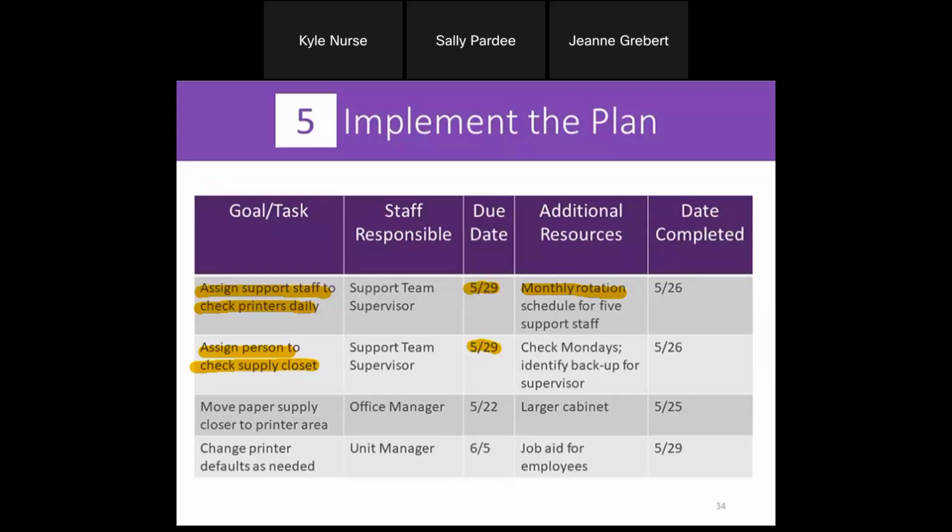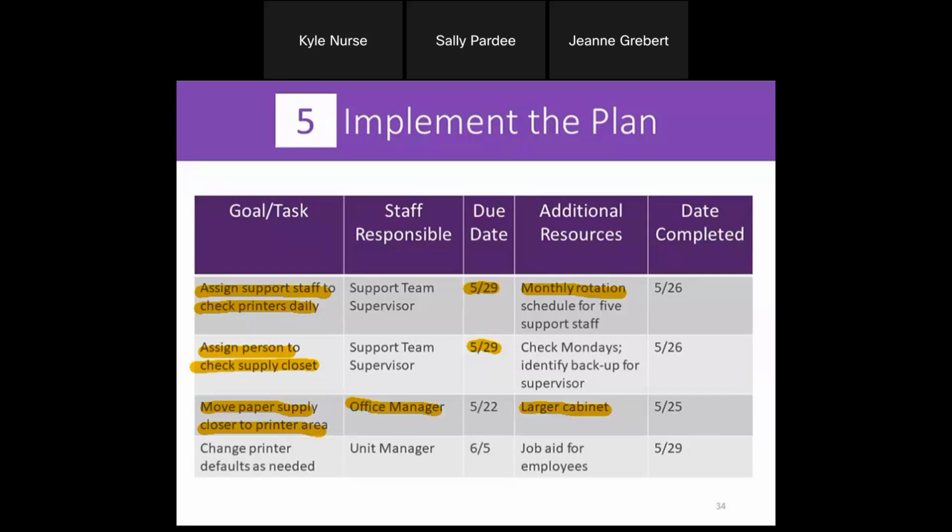The third solution is to move the paper supply closer to the printer area. The office manager is designated as the person responsible for completing this task. He will also get a larger cabinet so that more paper can be available near the printers. And that'll make it easier for the staff to refill the paper trays. Due date on that is May 22nd.